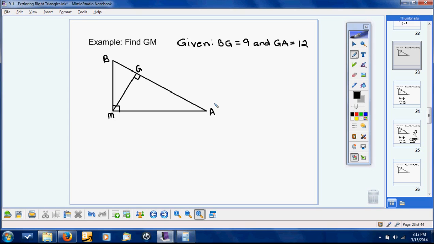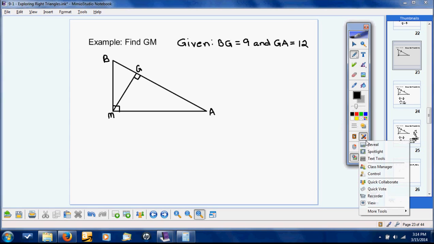Find GM. You're going to draw a nice big right triangle with an altitude, B, G, A, M, and we are given that BG equals 9 and GA equals 12. Now, just like in any problem, you're usually supposed to write the numbers onto your picture first, so we want to go ahead and do that.